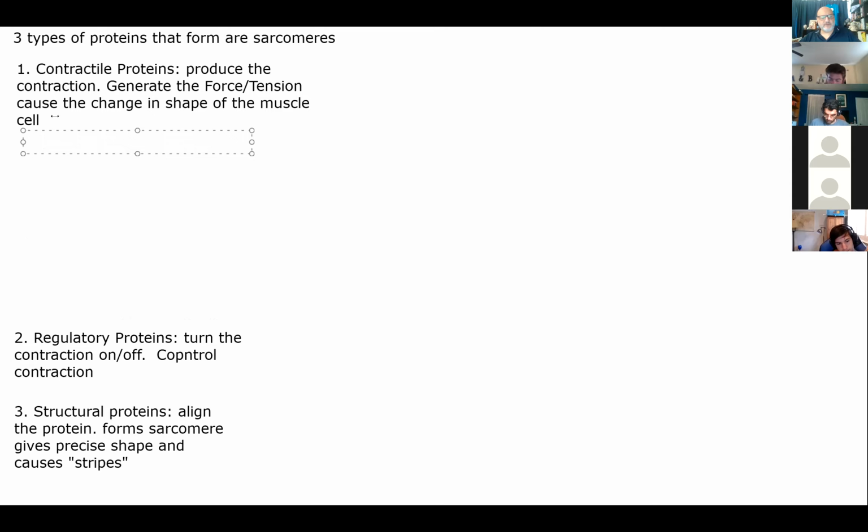So let's do this first. Two there. And those two proteins, the first one is myosin. Myosin is a dimer. What does that mean? What does it mean for a protein to be a dimer?